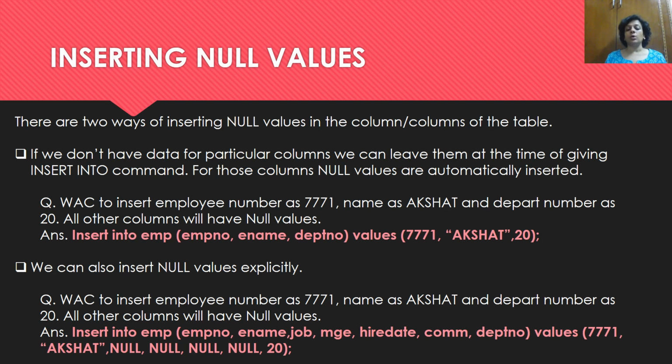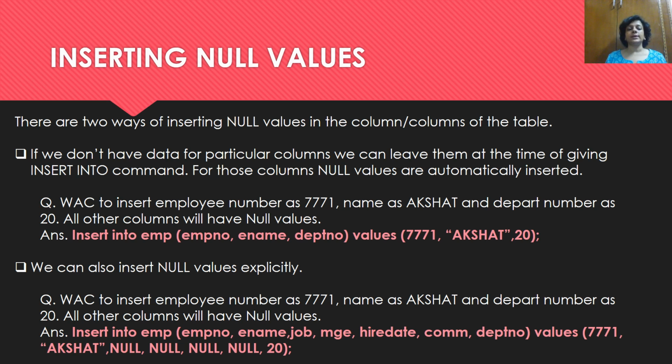To insert employee number as 7771, name as Akshat and department number as 20, and all other columns having null values, the command would be: insert into emp (empno, ename, deptno) values (7771, 'Akshat', 20).